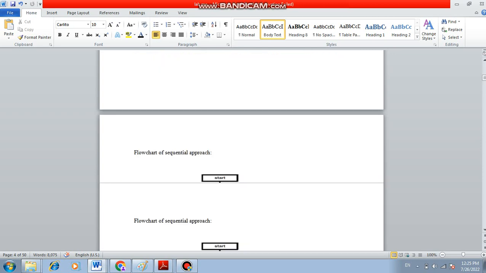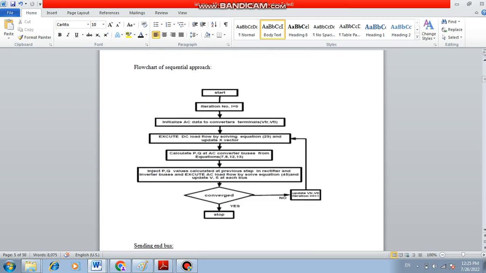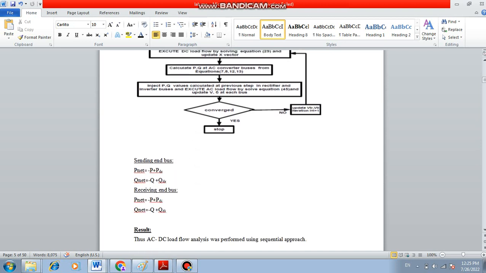Another method is the sequential approach. This is the flowchart for the sequential approach. Taking the sending end bus, the net power is P net equals minus P plus PDR, and similarly Q net equals minus Q plus QDR. For the receiving end bus, P net is minus P plus PDI and Q net is minus Q plus QDI, where P and Q are the real and reactive power injected in the sending end bus and the receiving end bus. With this you can find the values of real and reactive power.